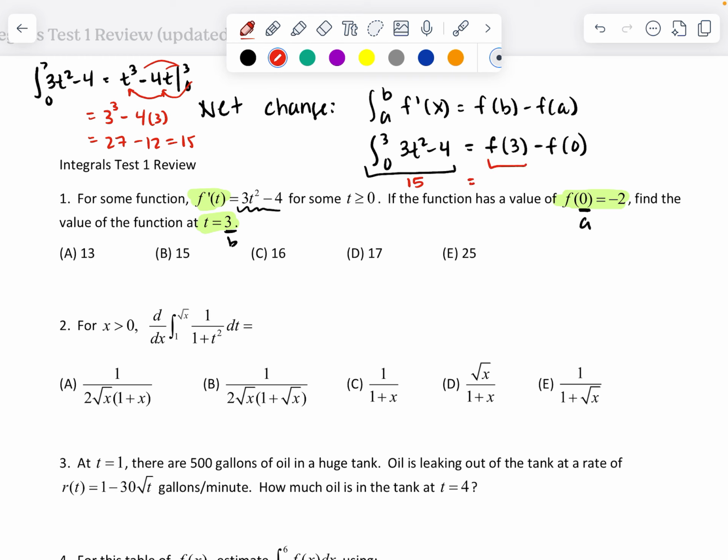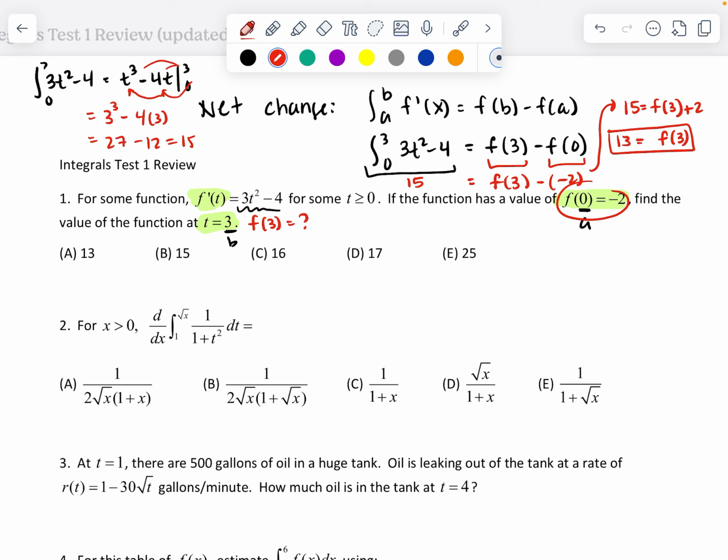Now, what is f of 3? Well, that's what I don't know. That's what they were asking, right? So I'm going to keep that as f of 3. But I do know f of 0. They gave me that right here. That is negative 2. So what I have now is that 15 equals f of 3 minus negative 2. A negative and a negative make a positive. And then if I subtract 2 from both sides, I'm going to get that f of 3 equals 13.